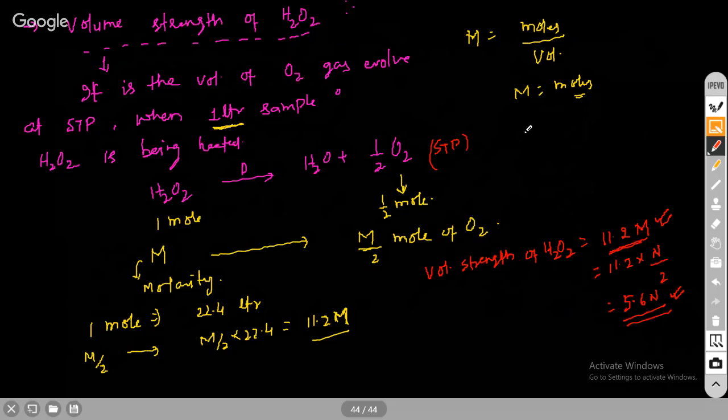Okay. Now, just one small thing. In the question, they will write like this, 20V of H2O2. When you see 20V, it means the volume strength is 20. That is the meaning. Understood? If they have written 10V, it means the volume strength is 10. That is it. Fine.